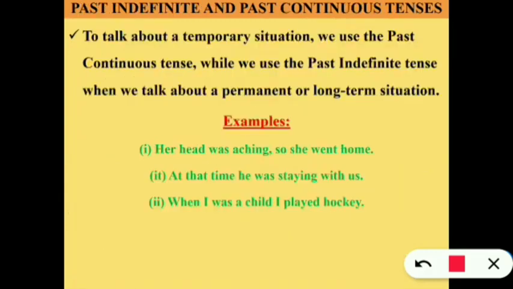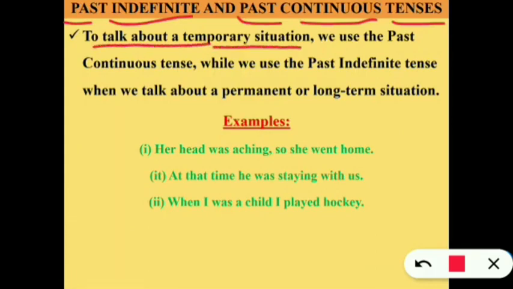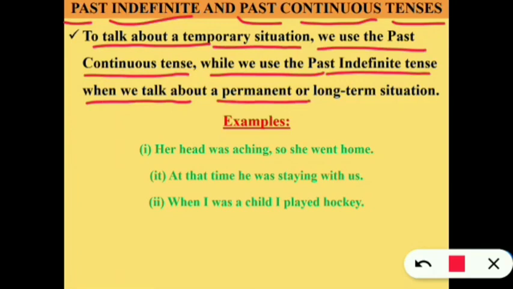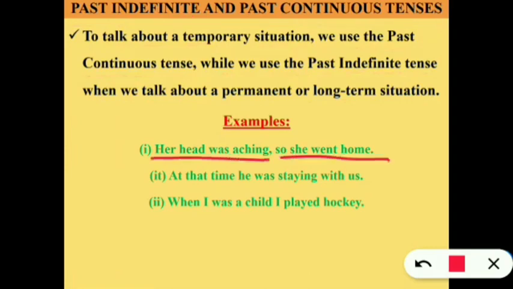Now we will see past indefinite and past continuous tenses. To talk about a temporary situation, we use the past continuous tense, while we use the past indefinite tense when we talk about a permanent or long-term situation. Let's see the examples to make it clear. Her head was aching, so she went home. Here it is past continuous tense because a temporary action is being referred to here that continued at that point of time.